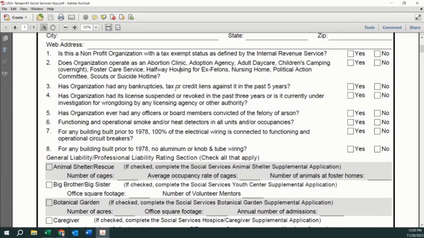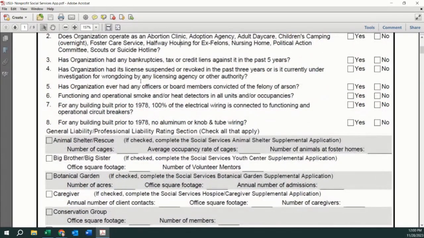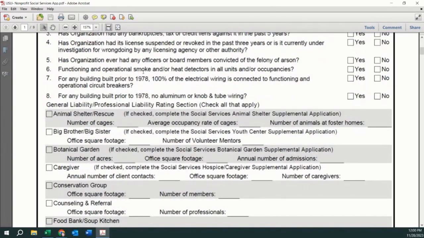Has your organization had bankruptcies, etc.? Have you had your license suspended or revoked, or is it under investigation? Any officers or board members been convicted of felony or arson? Do you have operational smoke or heat detectors? Was the building built prior to 1978?